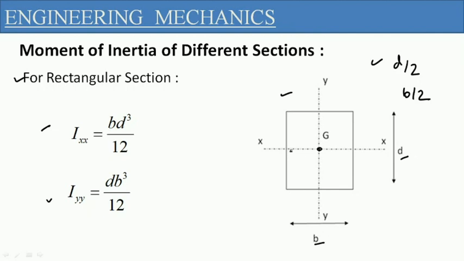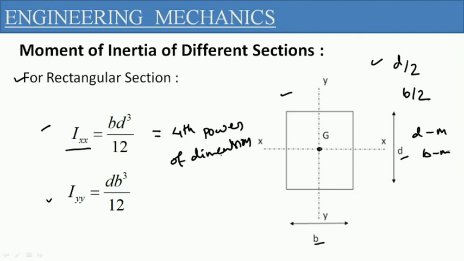Now, if we want to define the moment of inertia about the x-axis and y-axis, there are two direct formulas. We have Ixx, the moment of inertia about the x-axis, which we define as bd³/12. The unit of moment of inertia is generally the fourth power of length or dimension. So let us consider D is in meters and B is also in meters. So the unit will be meter to the power 4.